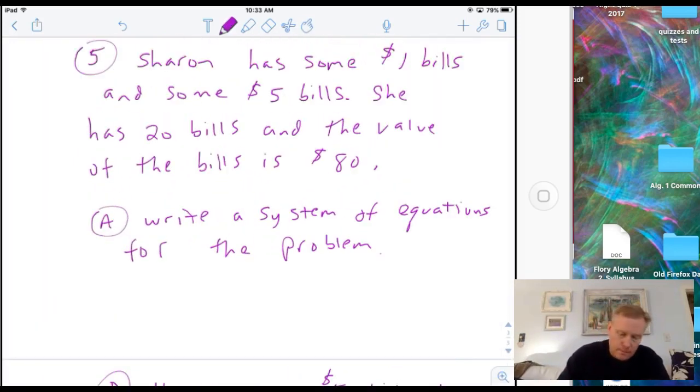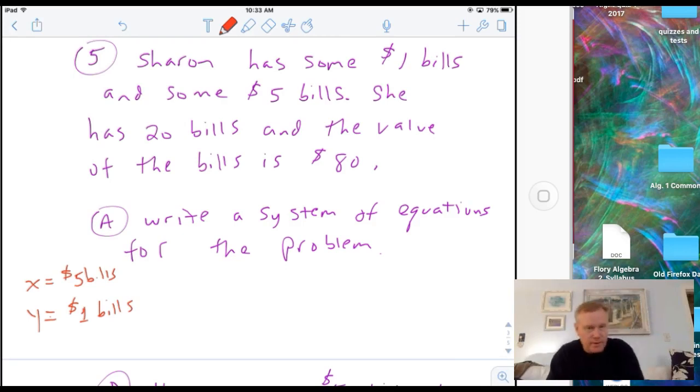Okay, so the equations. Let x equal the $5 bills, and y equal the $1 bills. It's good to label your variables like that. That way, when you're done at the end, you can figure out which answer you got.